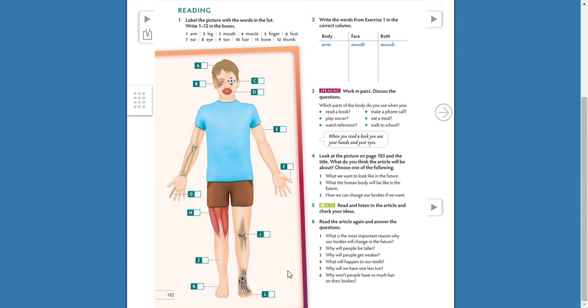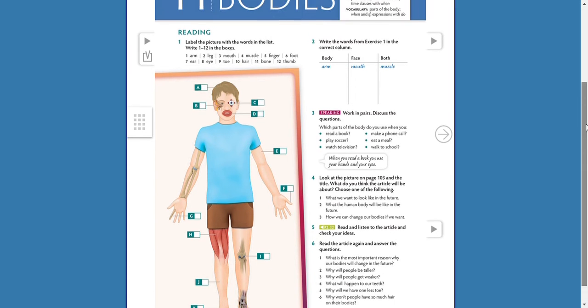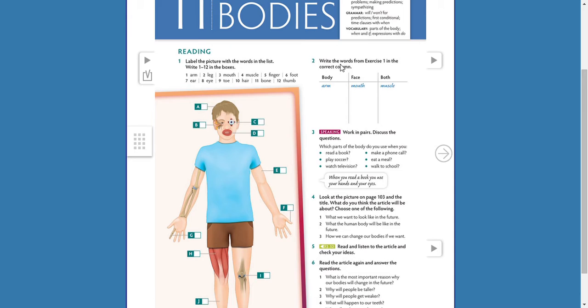So the first activity was to identify the vocabulary and the part of the body. So my advice for you is that for next class, for Friday, try to practice the parts of the body, because we're going to play a game called Simon Says, and we're going to use parts of the body. Okay, now let's continue. In this second activity, we have to divide the parts of the body in three. Could be body, could be only face, or both.